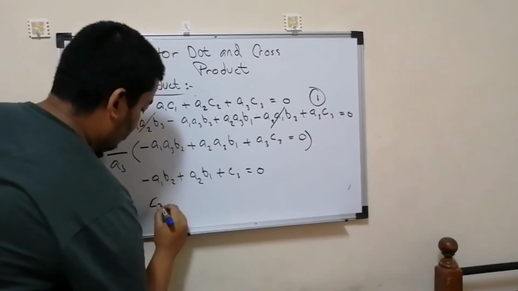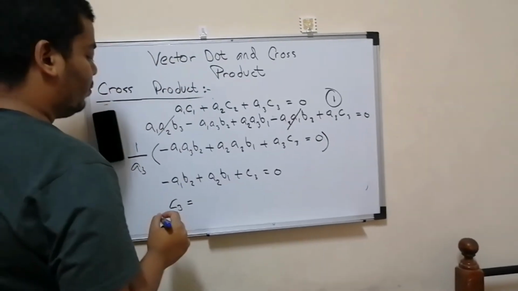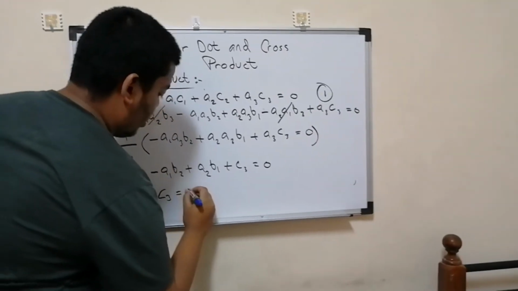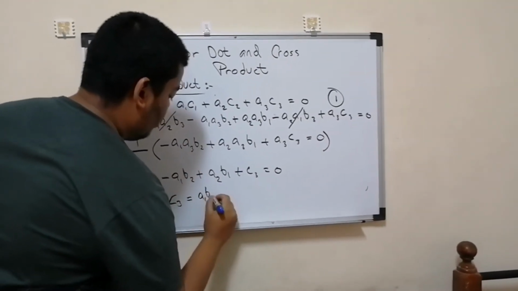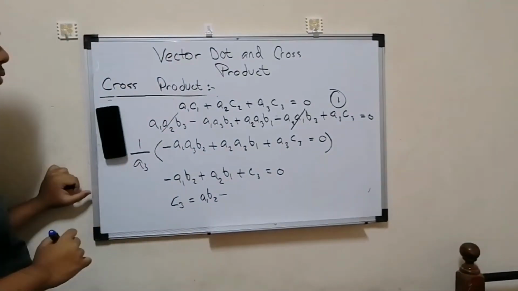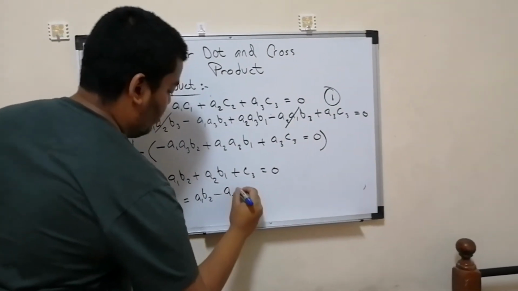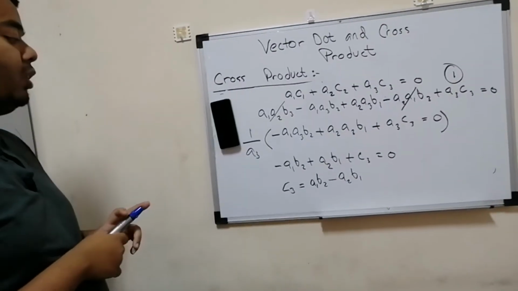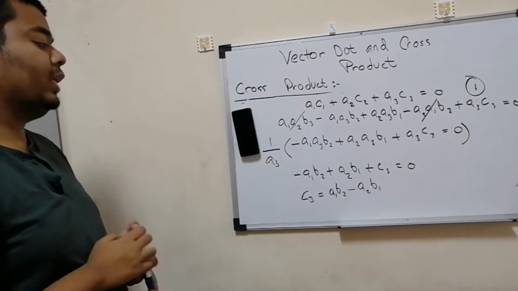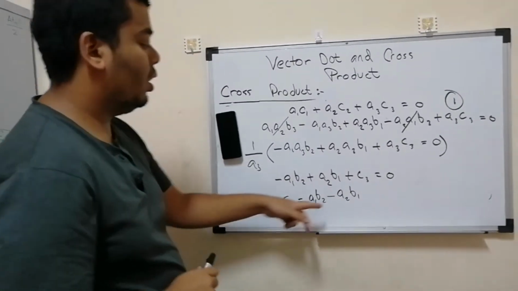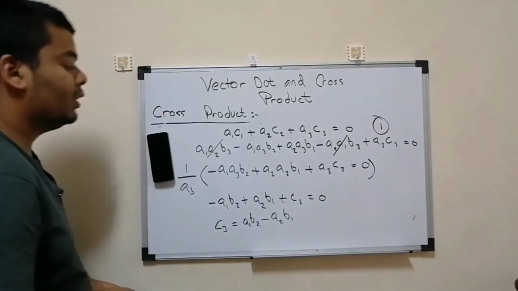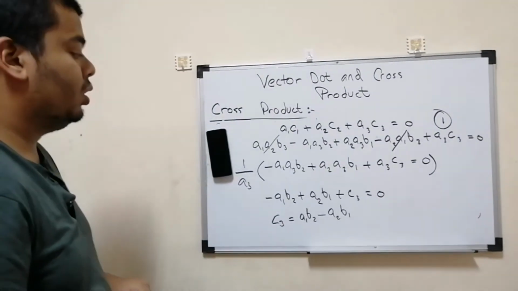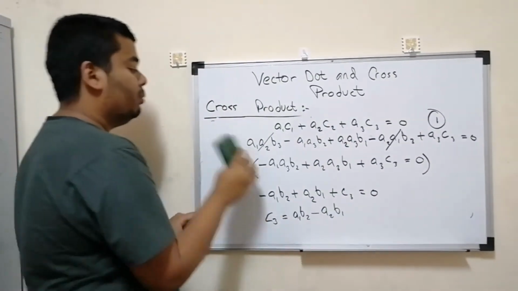So C3 can be written as A1 B2 minus A2 B1. Let's see, this is the correct one. Yes, exactly. This is the correct equation for C3. Now let's remove these things.